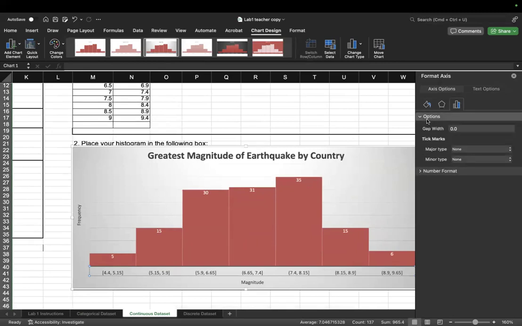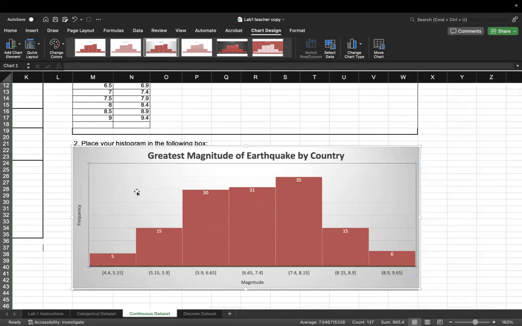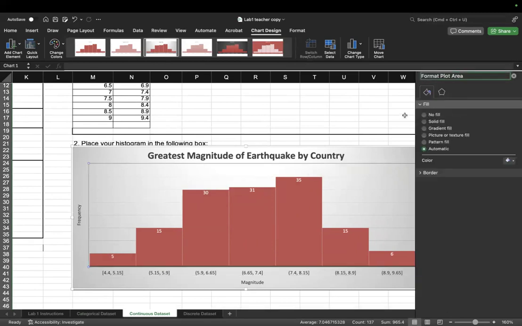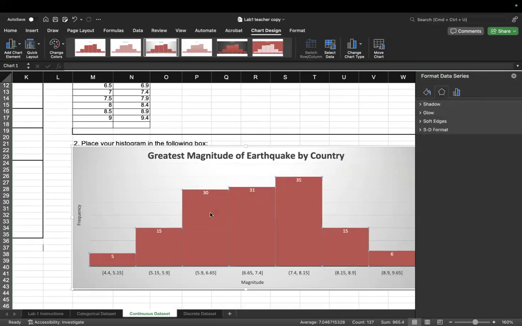and go to my options. That should not have done that. I must have double clicked in the wrong spot. Sorry. Double click out here. Did that work? You know what? It's like okay, there we go. All right. Double click on the actual bars of your histogram. Double click on the bars of your histogram.